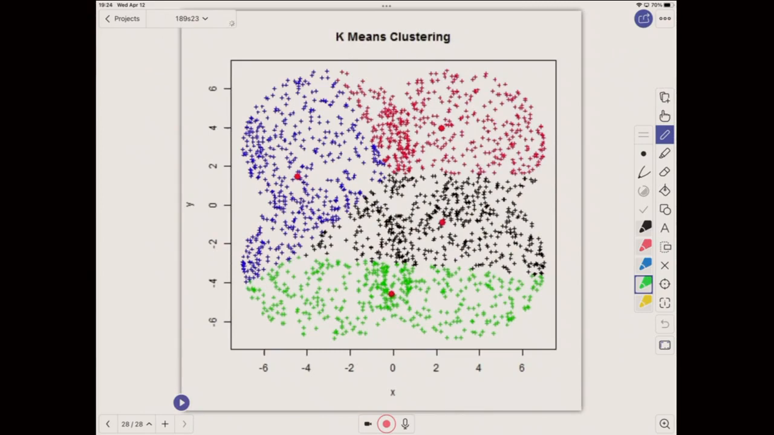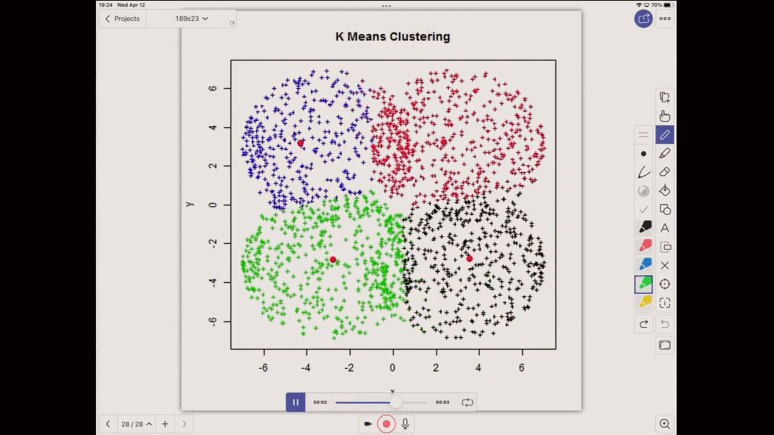Here's a little animation of k-means clustering with a larger example. You can see it goes pretty fast, many iterations at once, but we start with 4 cluster centers in these 4 locations, and then we run it. That's a lot of iterations in a short period of time, but you can see that eventually it settles down. I think it's nice to see how that works in a large example.